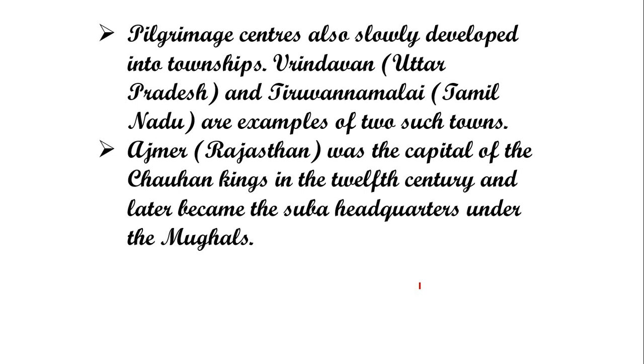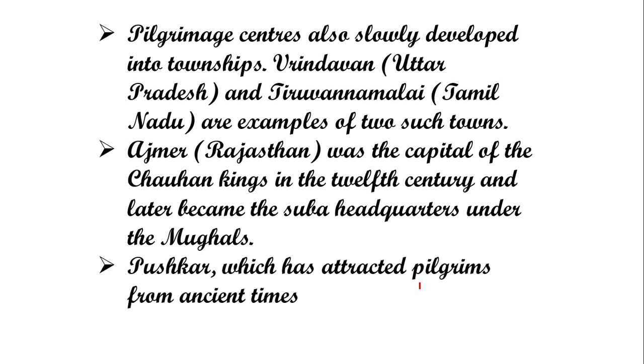And later on, when the Mughals attacked India and ruled here, in the medieval period, this place became the main center of Mughal administration. Pushkar, which has attracted pilgrims since ancient times. Pushkar Lake was also in Rajasthan, near Ajmer.